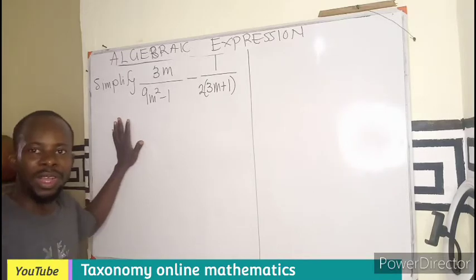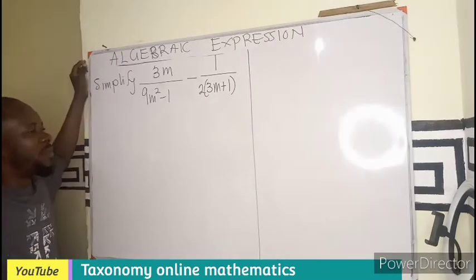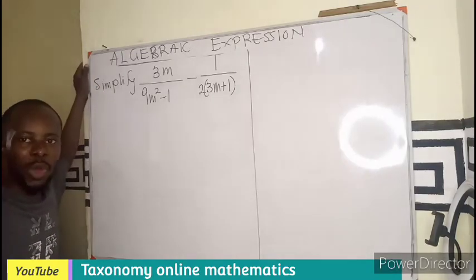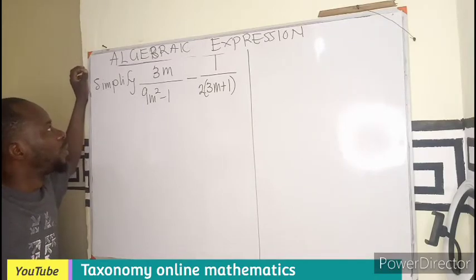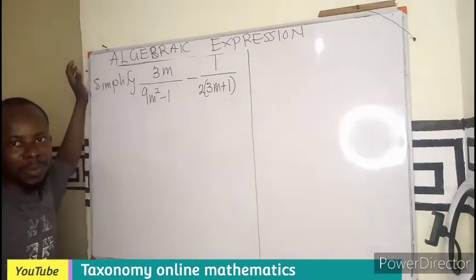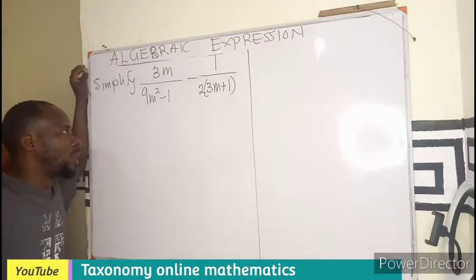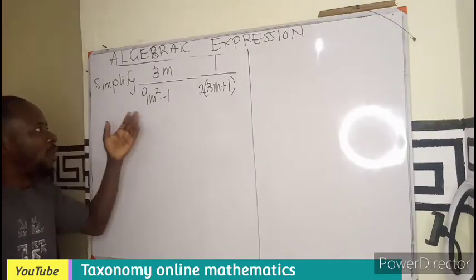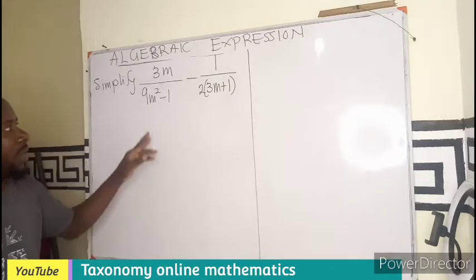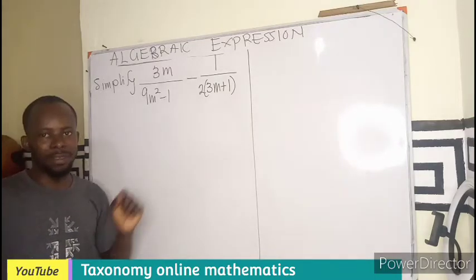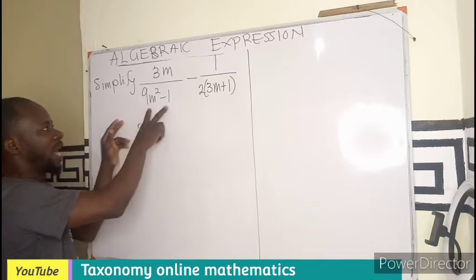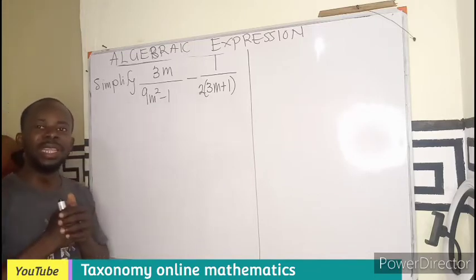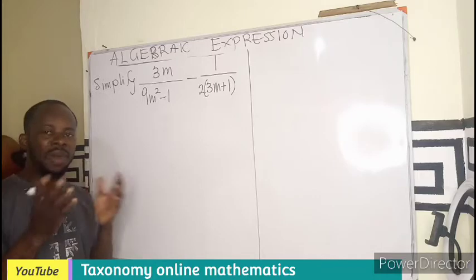Still on Algebraic Fraction. Let's provide an answer to this WASSCE Question 2011 question section A. We are to simplify, and we can see this is also on algebraic expression or algebraic fraction involving binomial denominators. And from the previous lesson, we learned that if you are having a binomial denominator, we have no common factor.